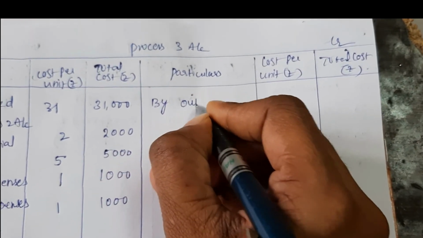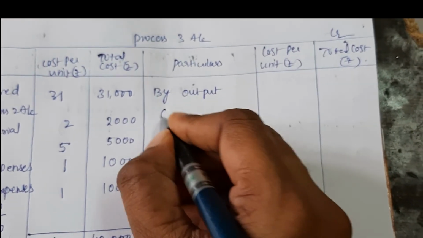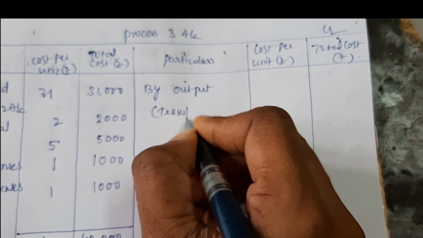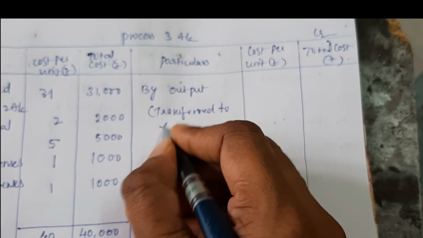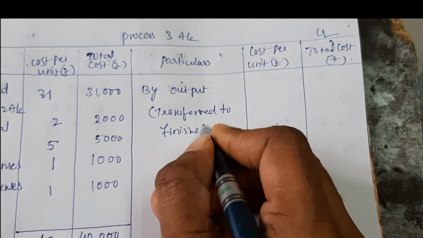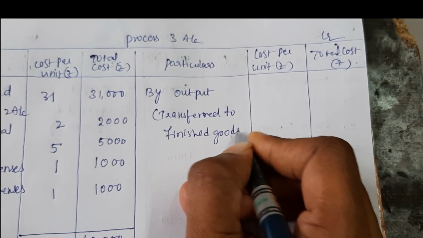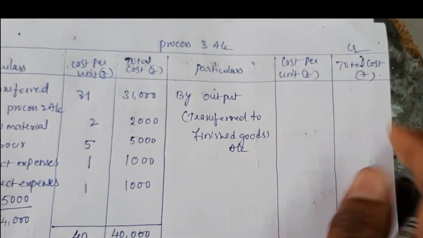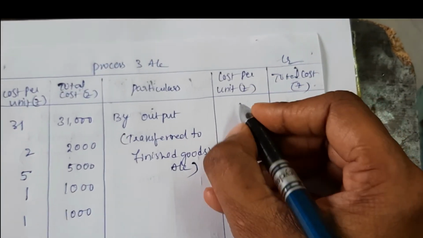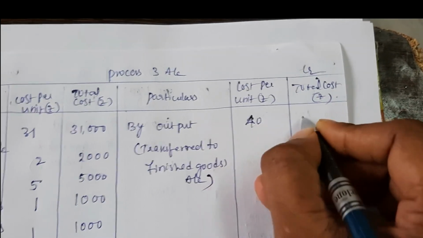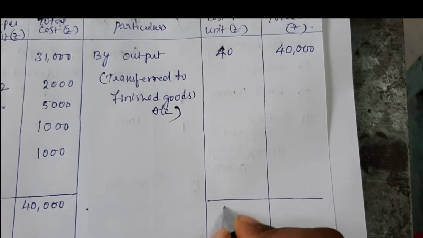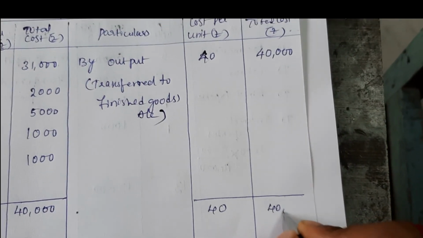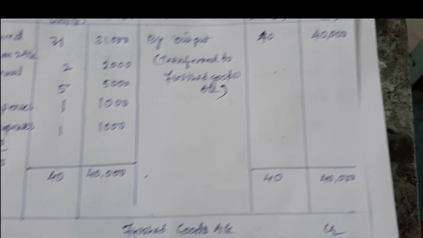By output transferred to finished goods account. So 40 rupees, 40,000. Make the balance of this account with the 40 and 40,000.